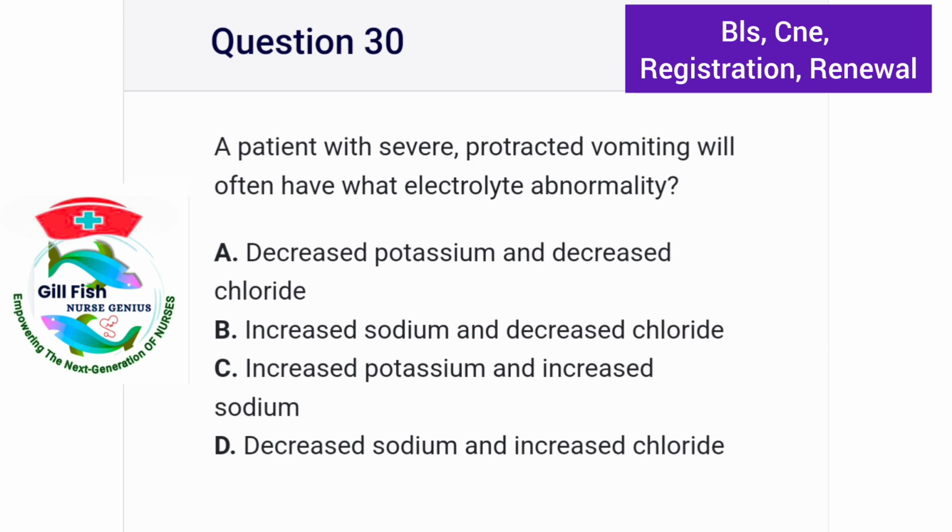Actually, severe protracted vomiting comes with electrolyte imbalance. In which conditions will you have protracted vomiting? Usually it happens with potassium and other types of minerals and electrolytes also. So which will be the correct answer? Can you guess it? Yes, decreased potassium and decreased chloride will be the correct answer.